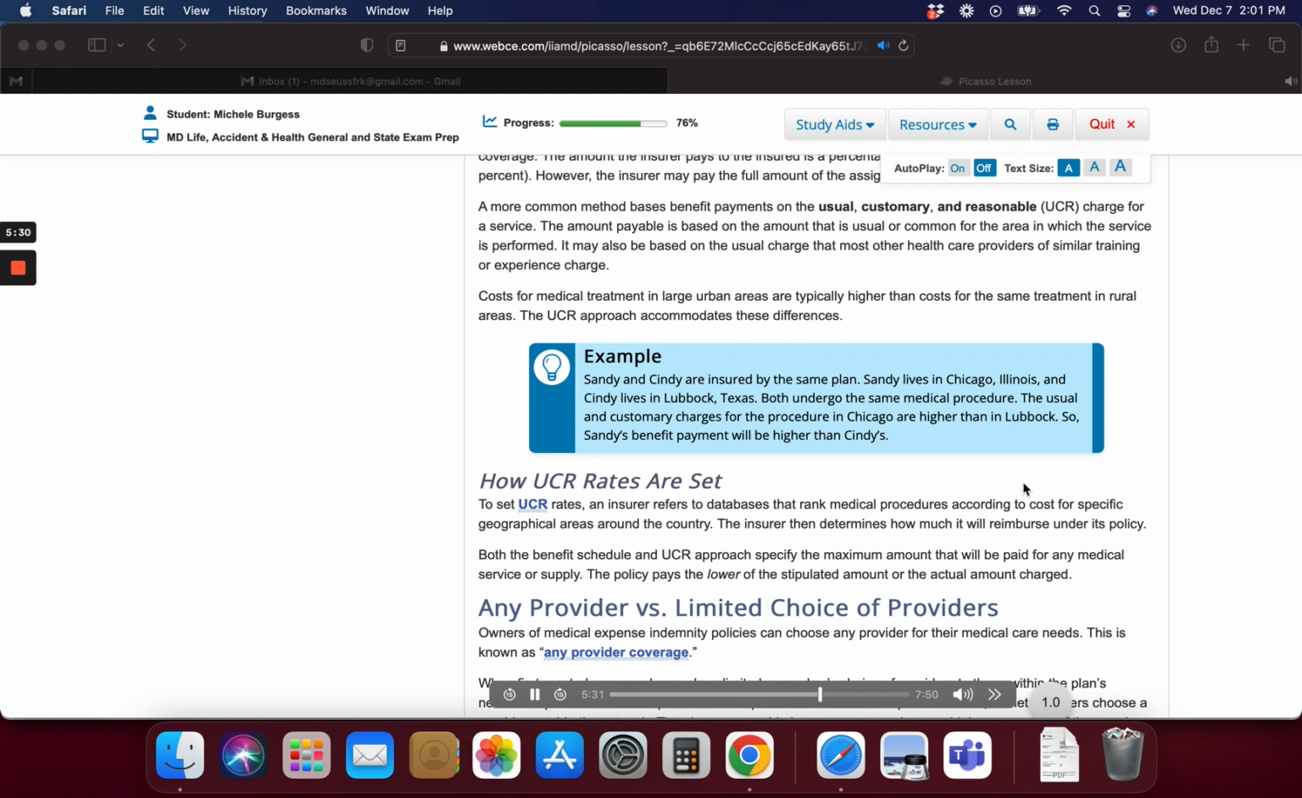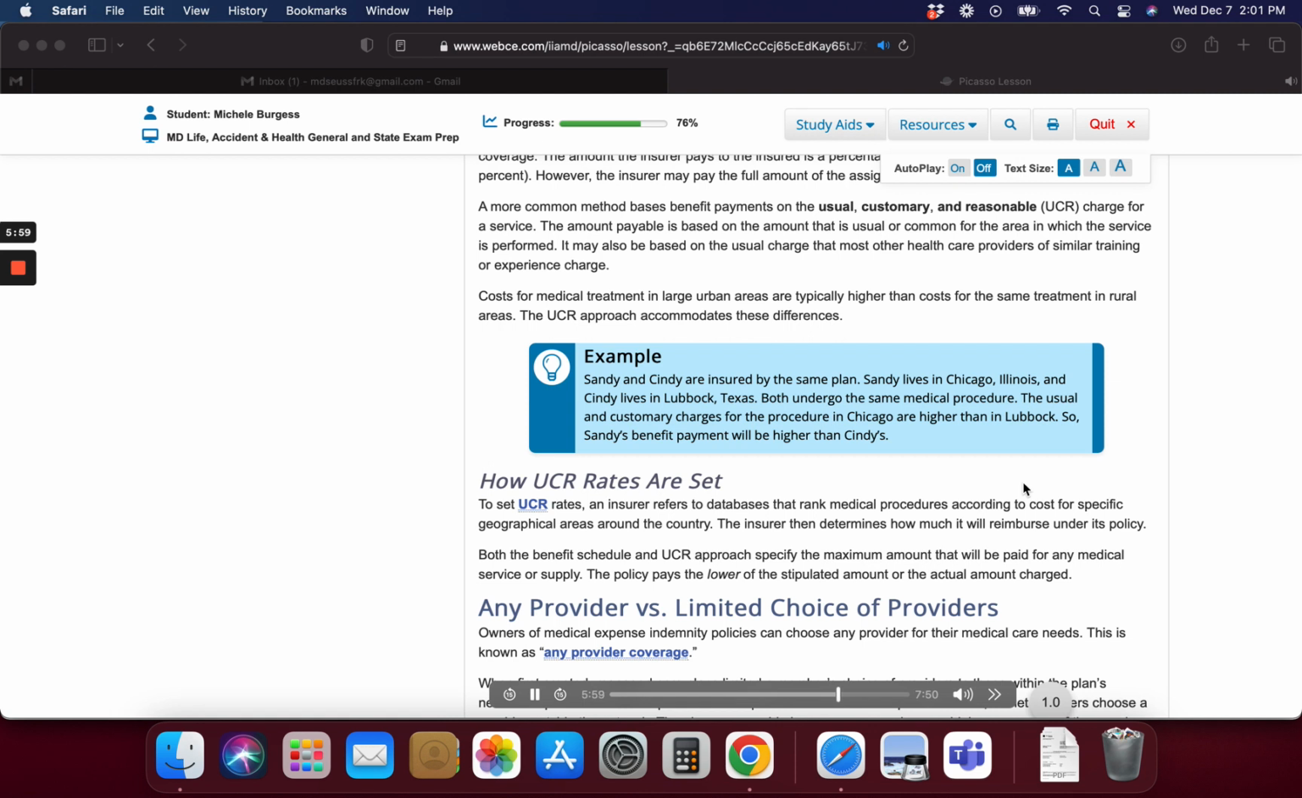How UCR rates are set. To set UCR rates, an insurer refers to databases that rank medical procedures according to cost for specific geographical areas around the country. The insurer then determines how much it will reimburse under its policy. Both the benefit schedule and UCR approach specify the maximum amount that will be paid for any medical service or supply. The policy pays the lower of the stipulated amount or the actual amount charged.